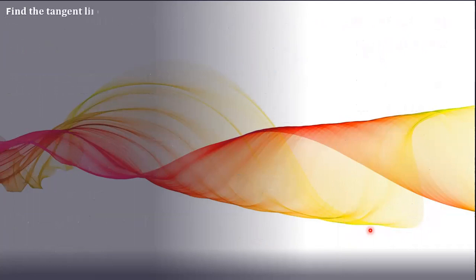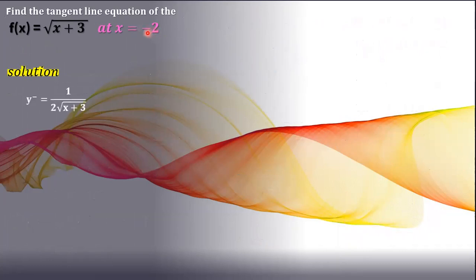Find the tangent line equation of f of x equal square root of x plus 3 at x equal negative 2. Now we have the x coordinate. We can get now the y coordinate and the slope at x equal negative 2 by the first derivative. So the first derivative, what about square root? Derivative of inside the square root over 2 times the square root.